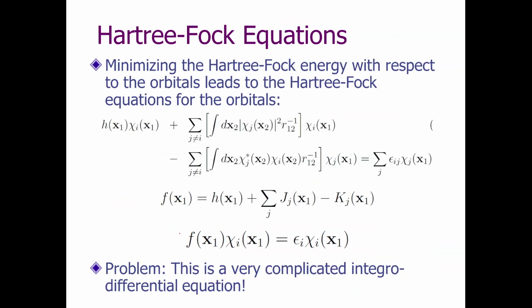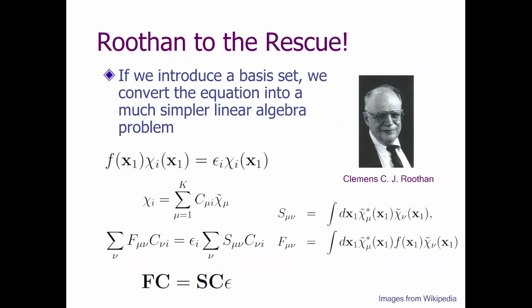Now, this is the Hartree-Fock equation. This is F chi_i is equal to epsilon_i chi_i, and this is a very complicated integro-differential equation. I don't know what that means. I think what they wanted to say is that this F depends on this chi_i, and to form this F you need this chi, right?